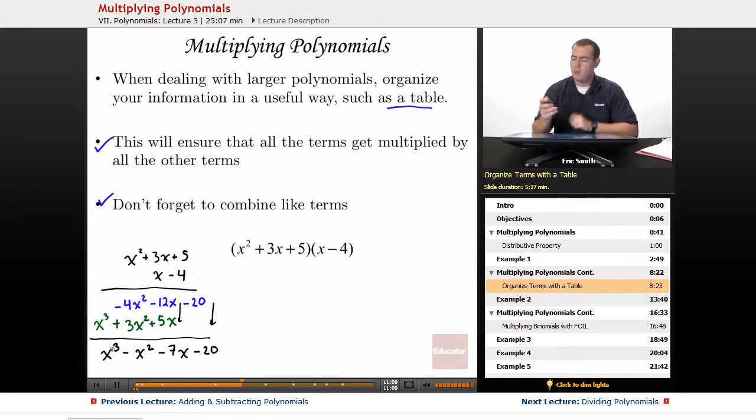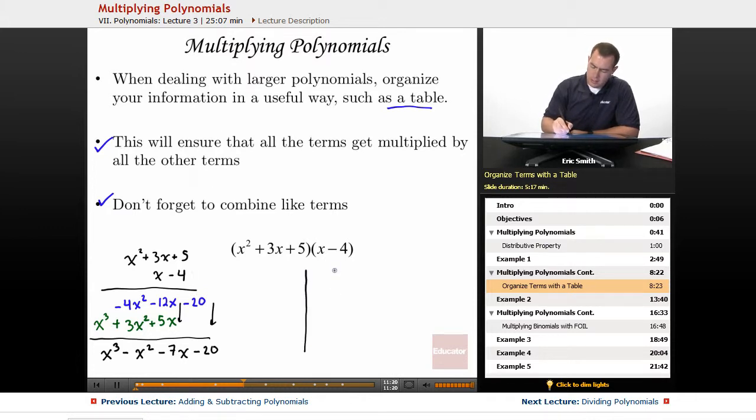Now, another favorite way that I really like to combine the terms in my polynomial is to use a table structure. And watch how I set this one up. First, along the top part of my table, I'm going to write the terms of the first polynomial. So let's see, my terms are x squared, 3x, and 5.